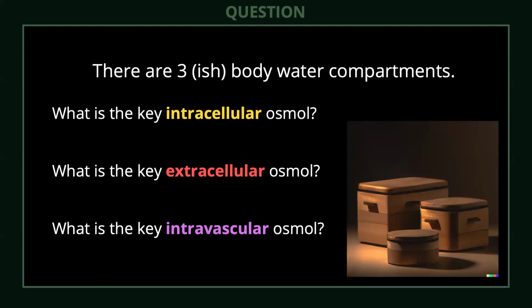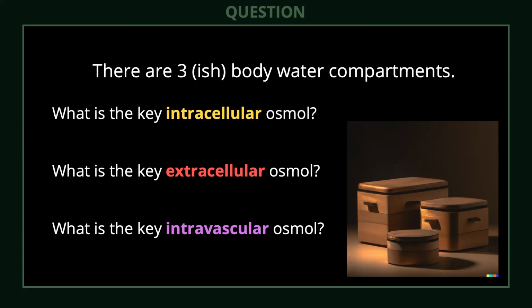Another question for you here. We have those 3 body water compartments, and each one has its own unique osmole that controls the volume of that space. So the question for you is, what is the key intracellular osmole? What is the key extracellular osmole outside of the cells? And what is the key intravascular osmole, the one that's responsible for keeping water within the vessels? Write down your answers. It's okay if you don't know, especially on that third one. You may not know. That's totally fine. Just try to stake out an answer.